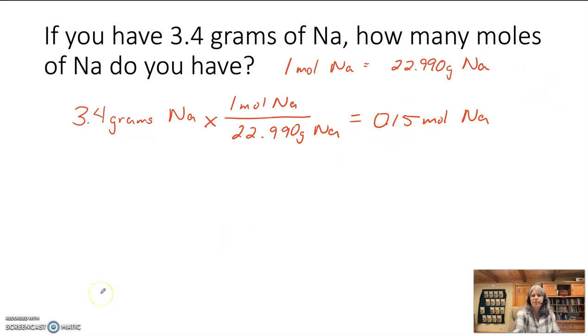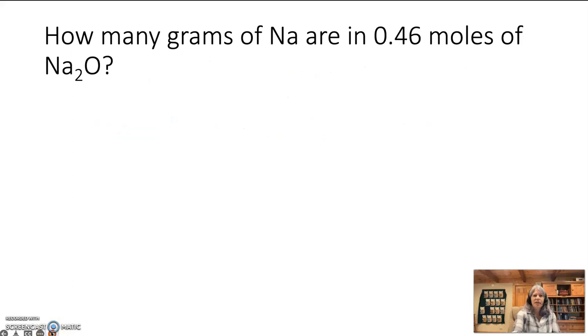Okay, so it's quite simple, converting grams to moles and moles to grams. Just have to use your periodic table to get your conversion factor, and then also make sure that you have these set up correctly. All right, so here's a problem for us, again involving sodium. How many grams of sodium are in 0.46 moles of Na2O? This is sodium oxide, right? This is the chemical formula that exists, a ratio of 2 sodium atoms for every 1 oxygen atom in there.